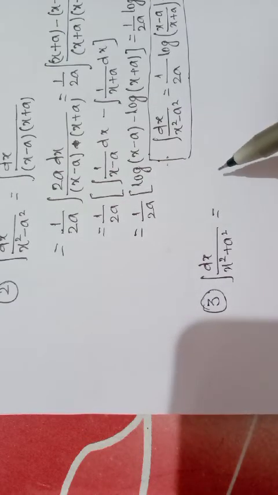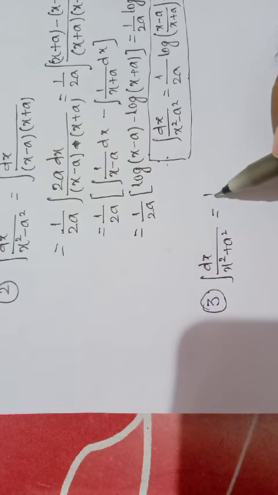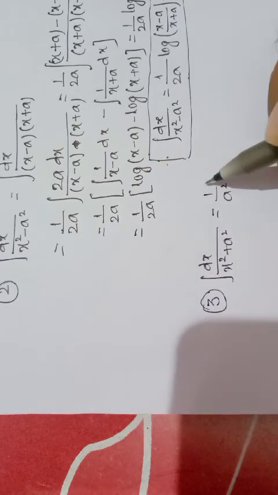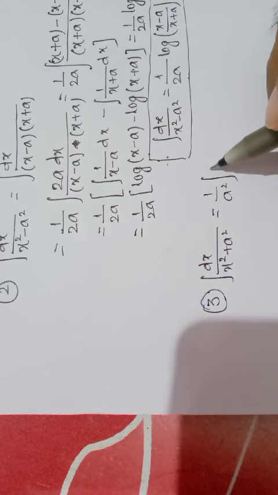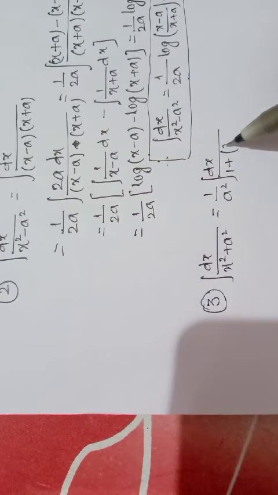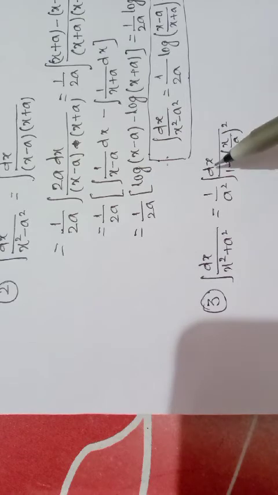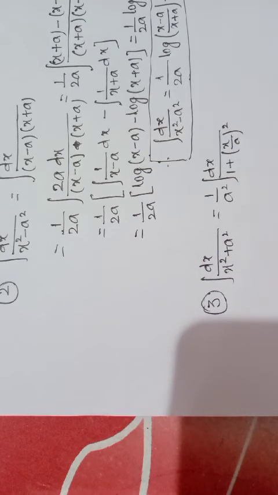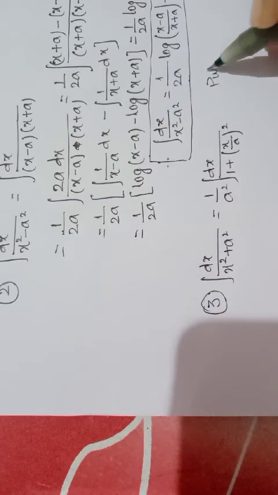First of all, take a square common from the denominator. Then the integral becomes dx upon a square into 1 plus x upon a whole square. So 1 upon 1 plus x square has the integral tan inverse. To make it simple, put x by a equal to u.